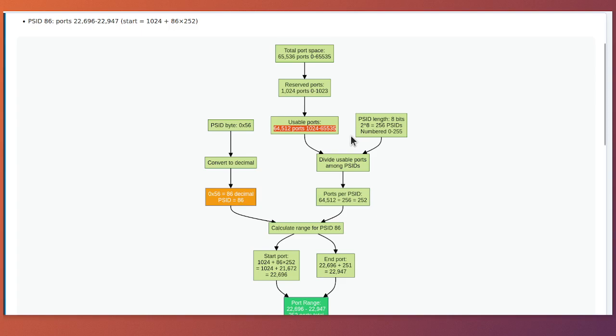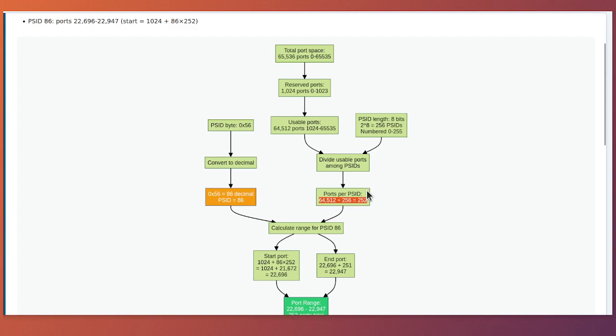The MAP rule specifies that the PSID length is 8 bits, which means there are 2 to the power of 8 equals 256 possible PSID values, numbered from 0 to 255. We divide the 64,512 usable ports among these 256 PSIDs. That gives us 64,512 divided by 256 equals 252 ports per PSID.